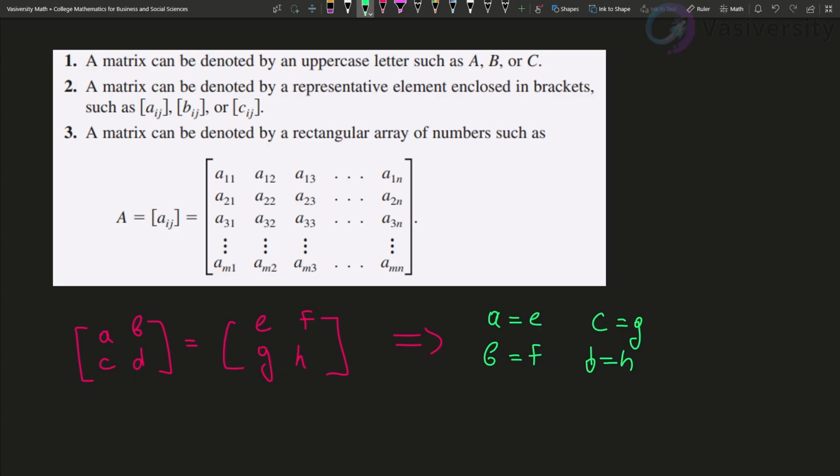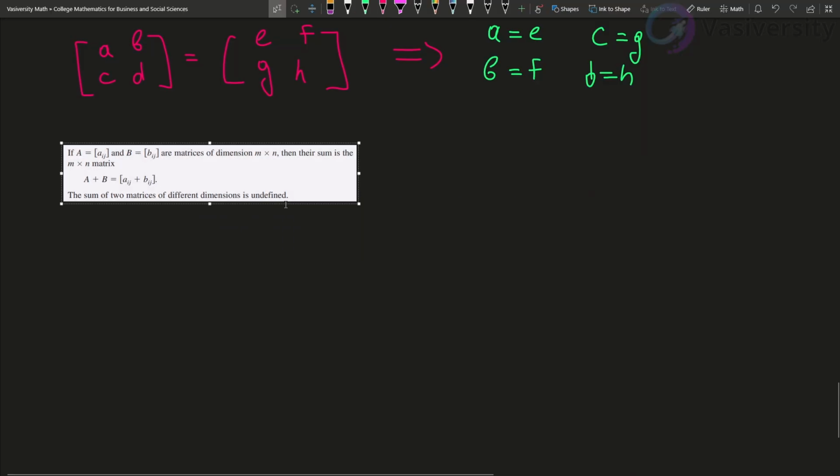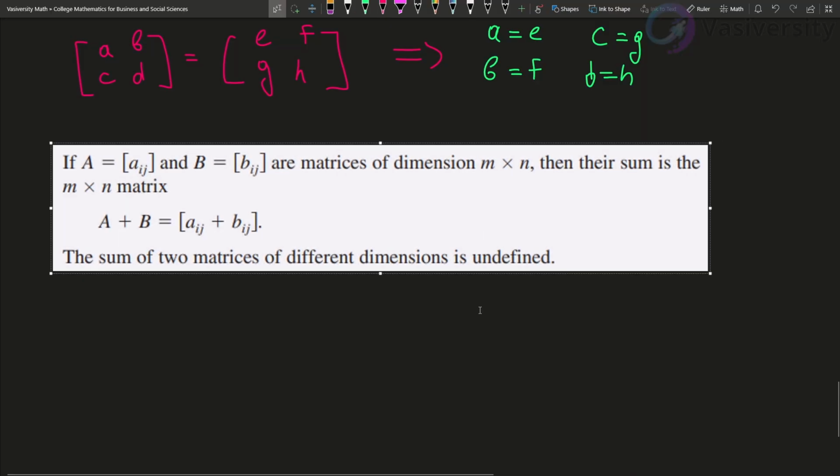Then how, for example, would we add matrices? We would add them the same way as we add equations, component by component, or coefficient by coefficient. Essentially, if we have two matrices, A and B, with dimension m by n, then their sum is m by n, which would be A plus B. So we're adding each of the components.